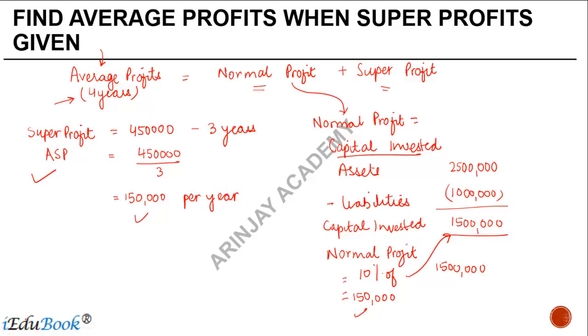How much is the average profit? Let me just change the color over here. So my average profit is 1,50,000, which is the normal profit, plus the super profit, which is again 1,50,000. Or in other words, my average profits are 3 lakh per annum.